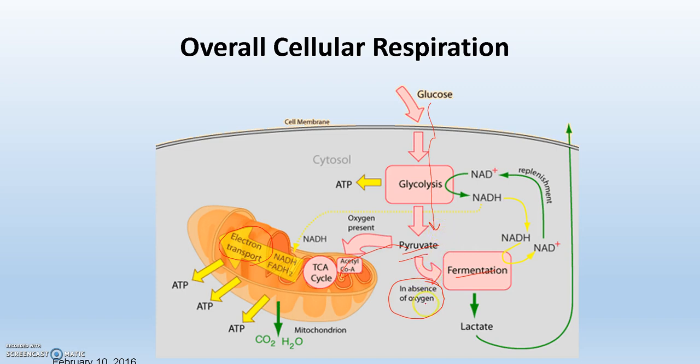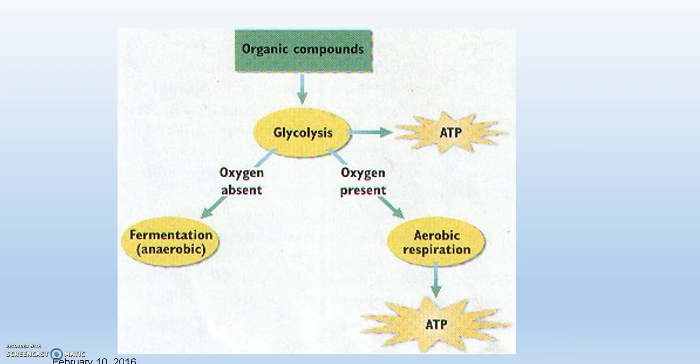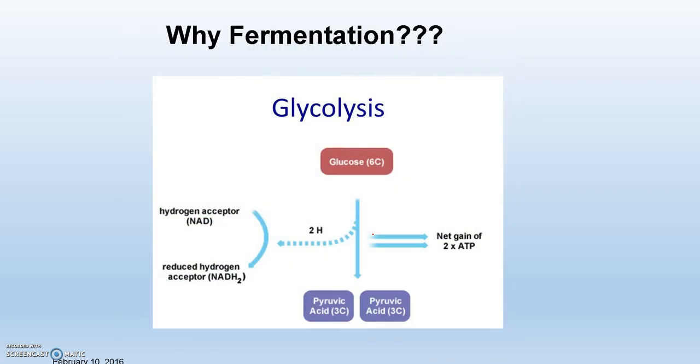However, what happens if there is no oxygen? Let's look at this slide. Once glycolysis is done, if there is no oxygen, then we go through a process called fermentation, and this is an anaerobic process. Anaerobic means no oxygen is used. And in aerobic respiration, of course, oxygen has to be present and is used, and that's why this is called aerobic respiration. All right, so why is fermentation necessary?